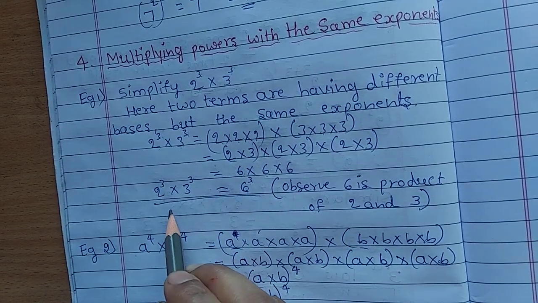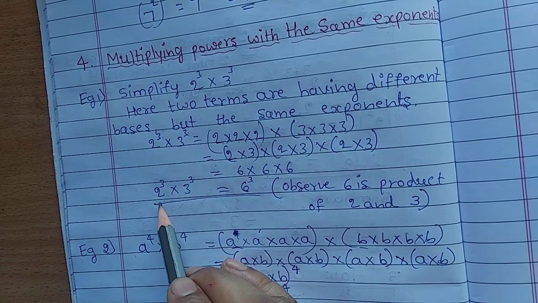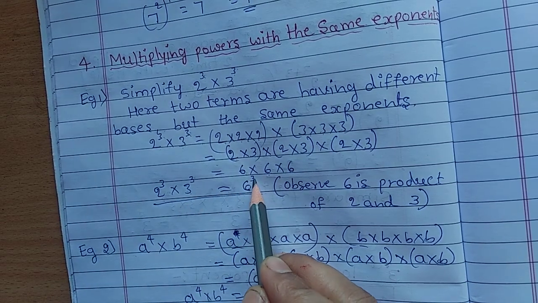So if exponents are the same, we have to multiply the bases and keep the exponent as it is.